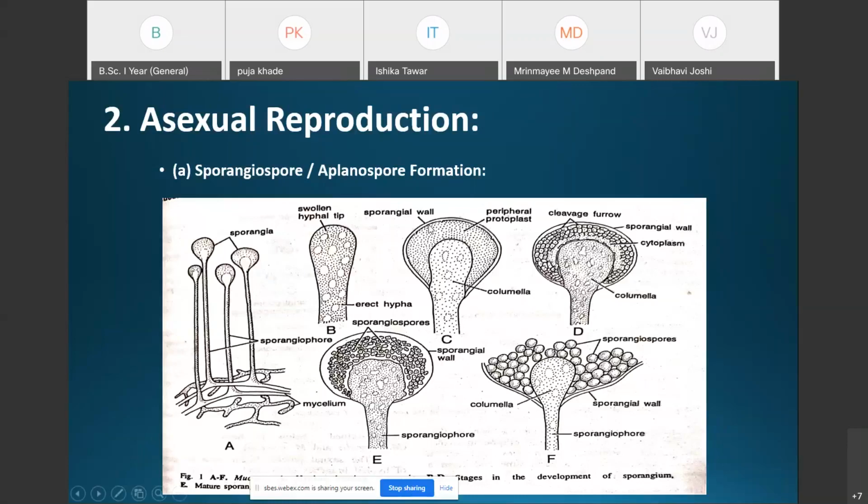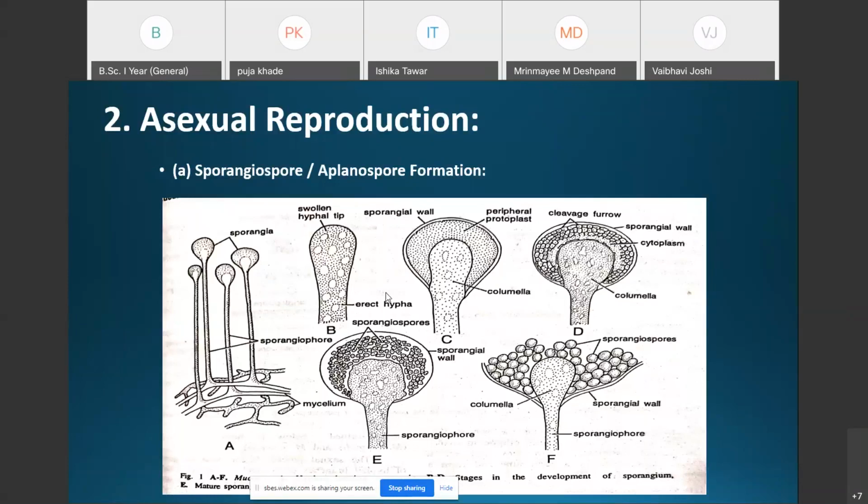Generally this spore plasm will develop into spores. Here you can see the spore formation takes place. In most species of Mucor, these spores are 2 to 3 nucleate. The spores which are developed in the sporangia are 2 to 3 nucleate, and all of them are morphologically similar, or we can say they are almost equal in size.